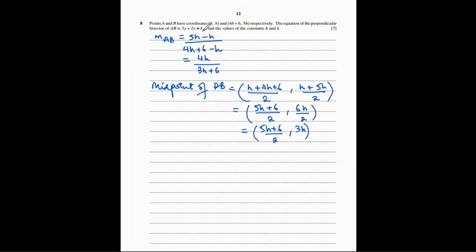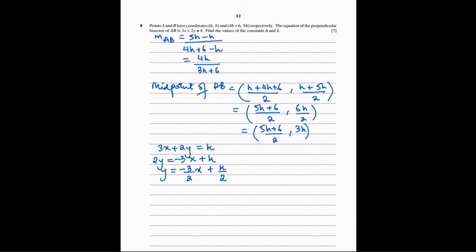So now we can use the given equation to figure out what h is. If we take the equation of the perpendicular bisector, which is 3x plus 2y equals k, and convert this into slope-intercept form, that's going to give us a gradient of negative 3 over 2 and a y-intercept of k over 2. So if you look at the question, it says that the equation of the perpendicular bisector is this. Gradient of AB is not the same as the gradient that we just found.